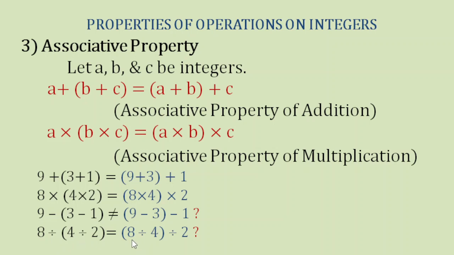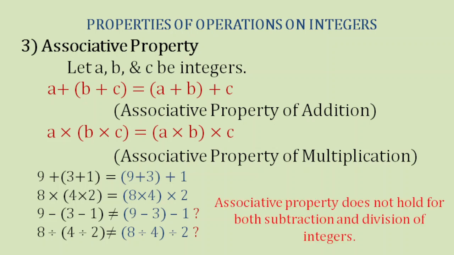And on the right side, we start with what we have inside the parentheses. 8 divided by 4 is 2. And then 2 divided by 2 equals 1. So they are not equal. Therefore, we can say that associative property does not hold for both subtraction and division of integers.